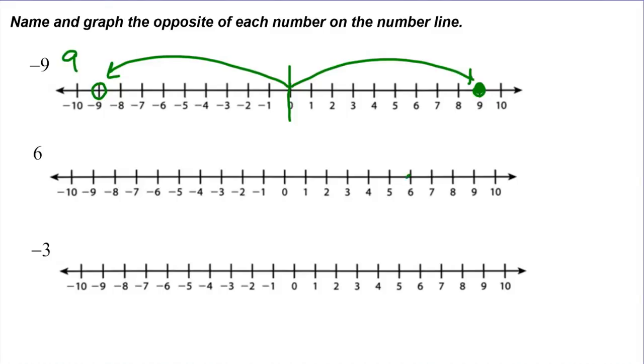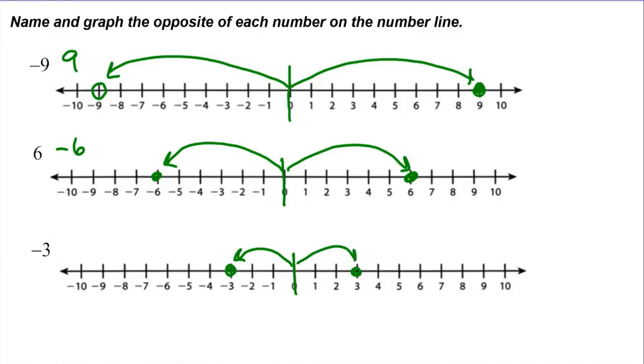6 is located right here on the number line, and here's 0. So it is 6 units from 0, and its opposite would be -6, which is also 6 units from 0, but on the other side. So 6 and -6 are opposites. And then lastly, we have -3, which is right here on the number line. And here is 0, and that's 3 units from 0. So its opposite would also be 3 units from 0, but on the other side. So that is +3. So -3 and +3 are opposites. Now that's pretty basic too, and that's what opposites are.